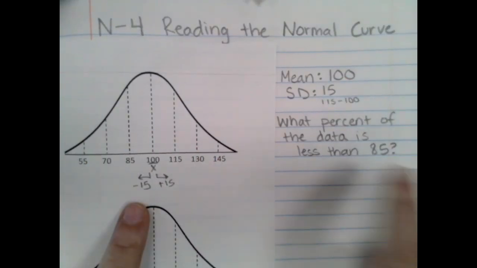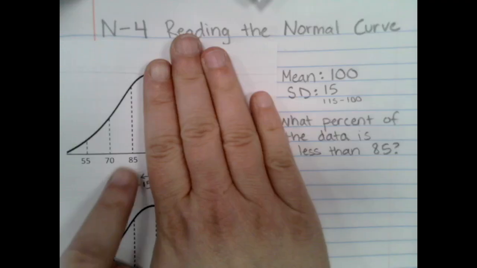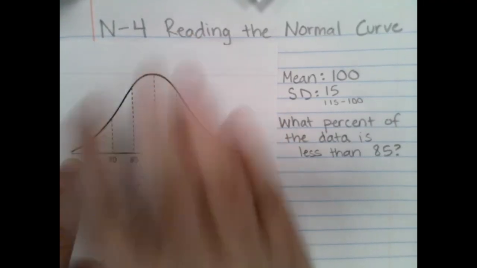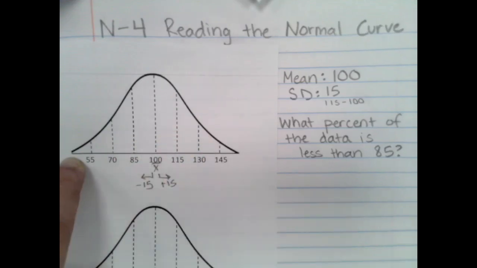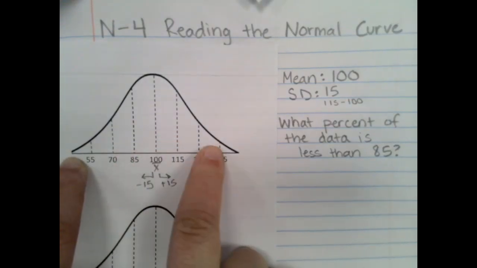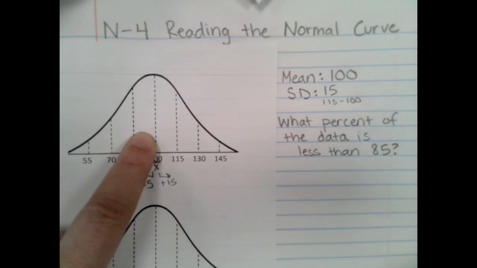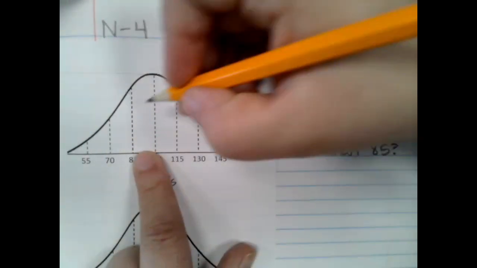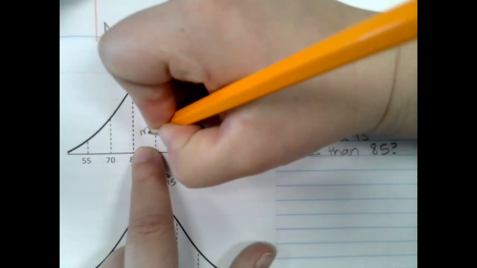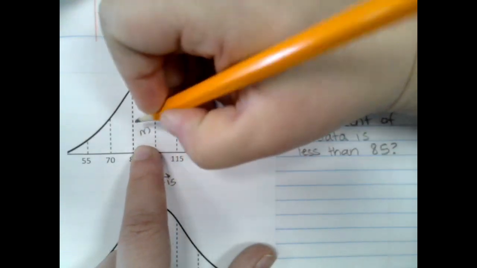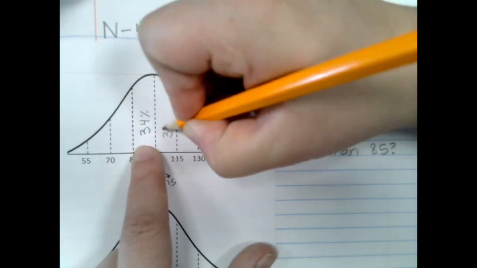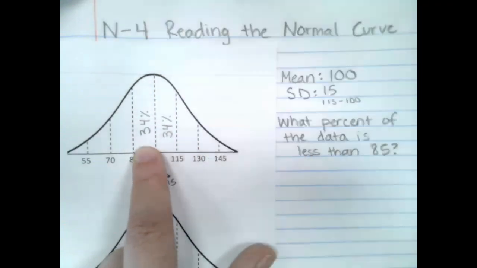This time, I want less than 85. So I want just these numbers smaller than 85. So this is where those little numbers that we wrote in are going to take place. So remember, the middle was 68%. So it was 68 divided by 2. 34, so we had 34% and 34%. It's symmetrical, so remember it matched.